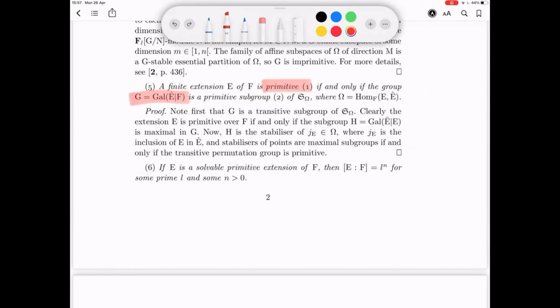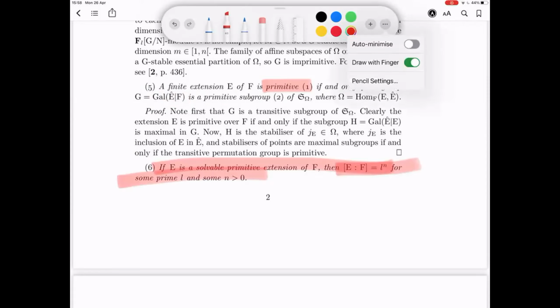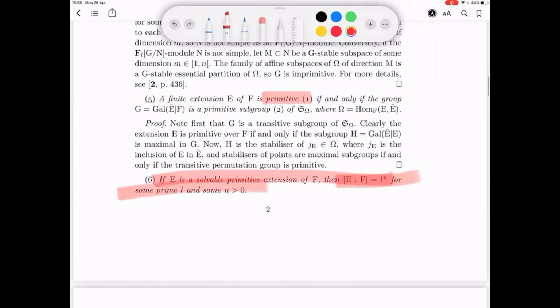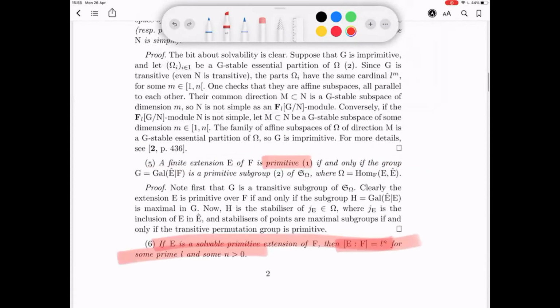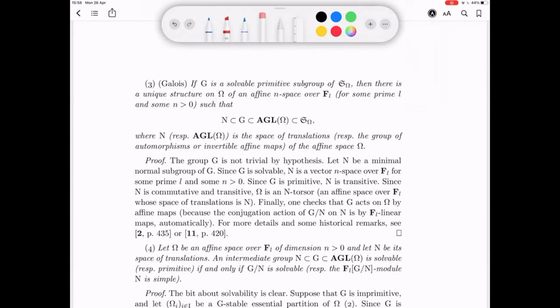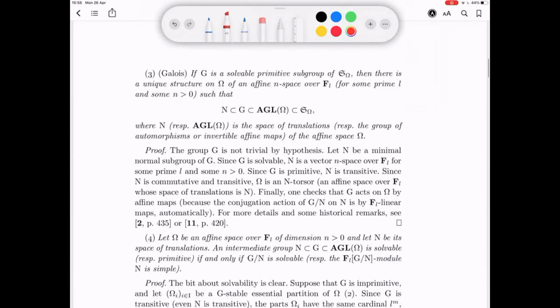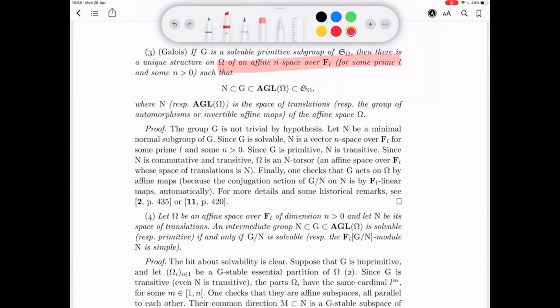Okay, so here's the corollary. If you have an extension which is solvable and primitive, then its degree is a power of some prime. Why do I get that? That's basically a translation of this here. This omega is an affine F_l space of dimension n. So this omega has l to the n elements. That's all there is to it. Okay.